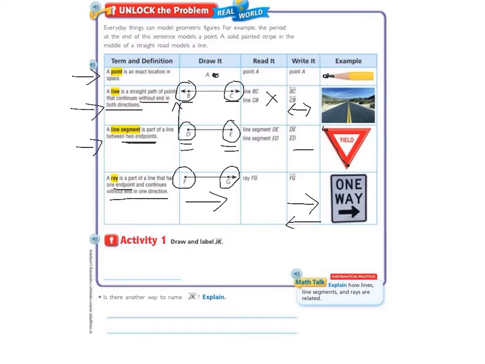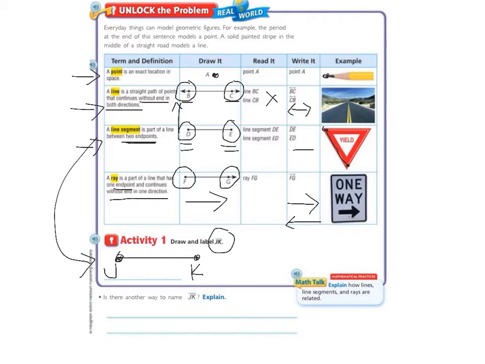So now it says activity 1, we're going to draw and label line JK. Well, if we look at this symbol, we see that it doesn't have any arrows to the left or to the right or both, so we know that that is a line segment because there's no arrows continuing on. And we know that it is labeled JK. So I'm going to draw a line with a point on each end to show that my line stops because it's a line segment, and I'm going to label one end J and one end K.